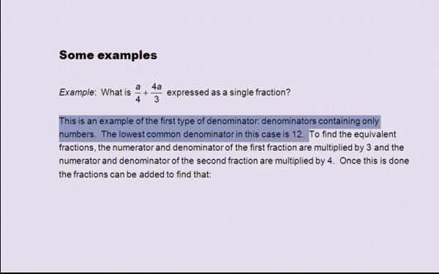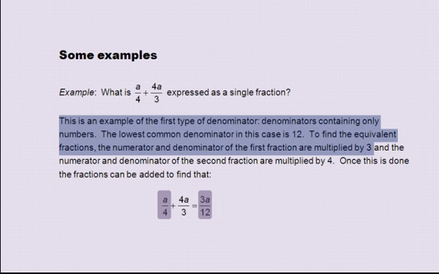Let's start with the question. A divided by 4 plus 4a divided by 3. To find the equivalent fractions, the numerator and denominator of the first fraction, a divided by 4, are multiplied by 3, which gives 3a divided by 12.